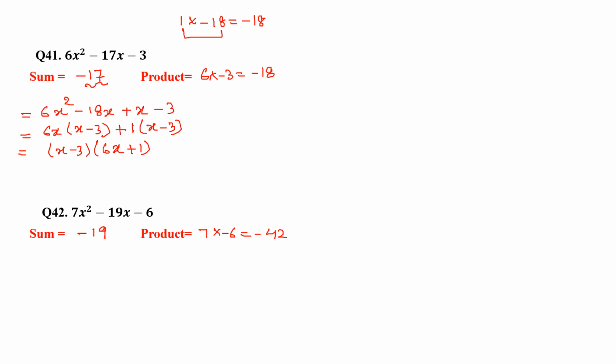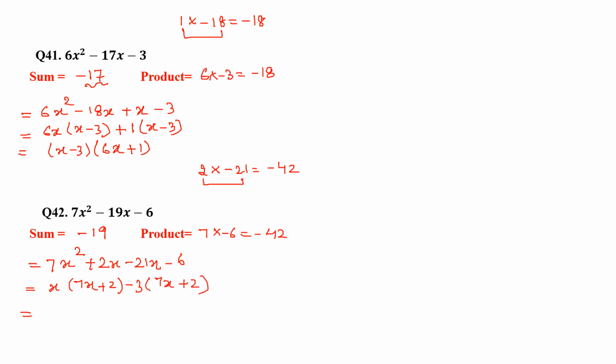So let's start with the 2 table. So 2 into minus 21 will give minus 42. And if I add 2 and minus 21, I am getting minus 19. So let's split. So 7x square plus 2x minus 21x minus 6. Now from the first two terms, I can take only x common. So it will be 7x plus 2. From the last two terms, I can take minus 3 common. So again, I will be left with 7x plus 2. Now 7x plus 2 is present in both the places. So I will take 7x plus 2 common. And from the first term I am left with x, and from the second term minus 3. So this is the factorization.